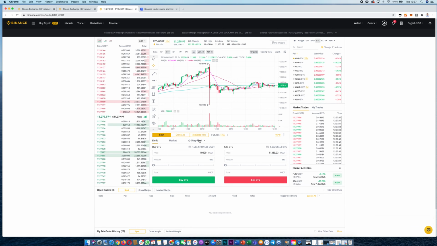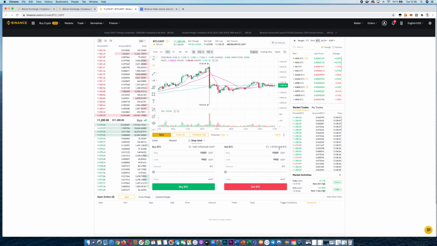A stop limit order is kind of similar. You use that in order to avoid these wicks. A wick is when a price drops very fast within seconds, or increases very fast within seconds. So let's look at an example here. I have, for example, 1.5 BTC in my account here. And let's say I want to sell the BTC if the price drops below 10,000 USDT.